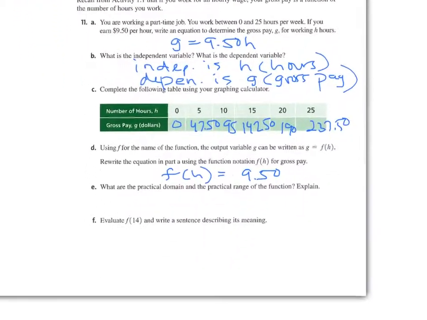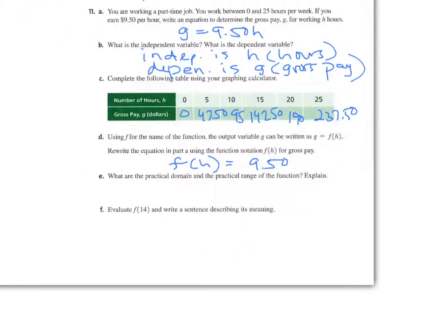Okay, what's our practical domain? Well, they just told us that I'm working between 0 and 25 hours. So that's our practical domain. So practical domain is 0 to 25. And then practical range, well, if I work 0 hours, I get an output of 0. So that's my first practical range. If I work 25 hours, the max, I get paid $237.50. So that's my practical domain and range.